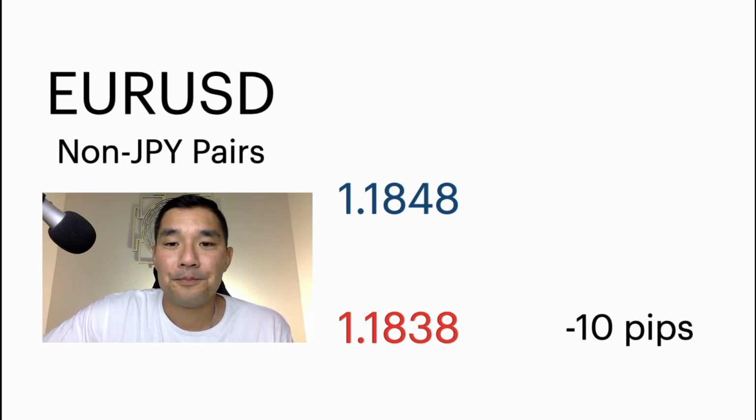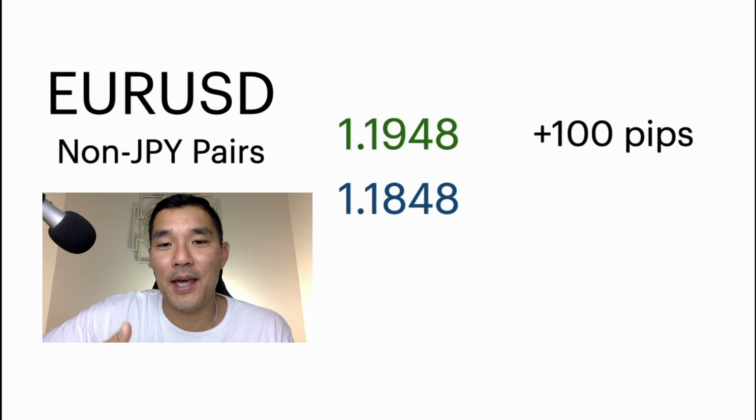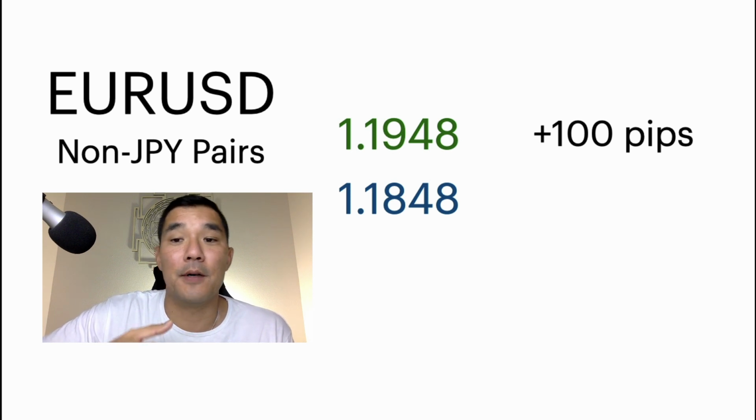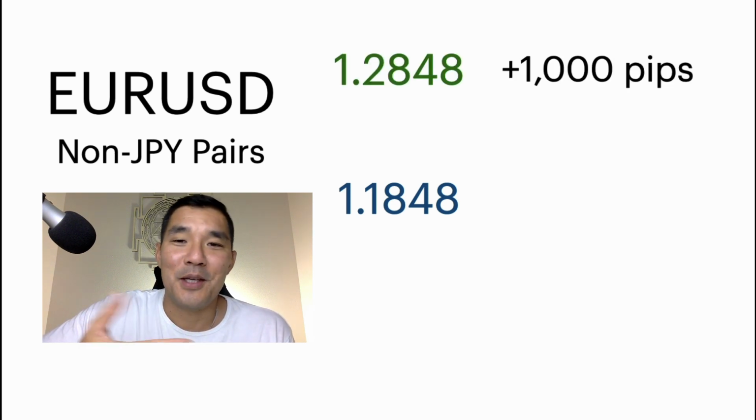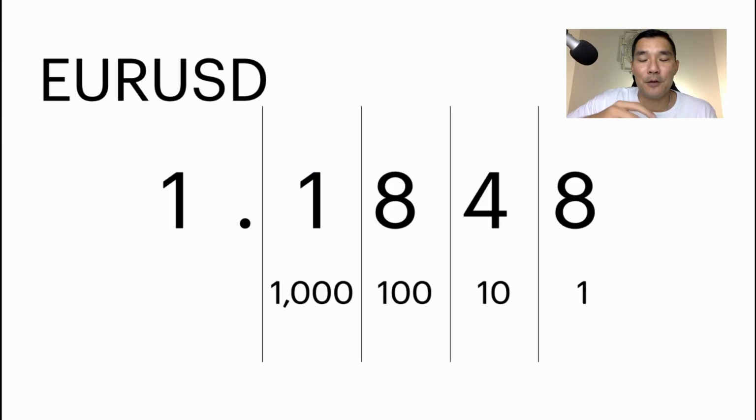Now let's go up. So if the price went from 1848 to 1948, that's a gain of 100 pips. And as you can imagine, if it went up to 2848, then that's 1,000 pips. So if you break down the price of these non-Japanese yen pairs, you can see that on the far right, you're going to get the ones place. So in that column, you're counting pips by 1. The next column to the left, you're counting pips by 10, 100, 1,000, 10,000, etc. So that's how the non-Japanese yen pairs work, and that's how you calculate your profit and loss in pips in those pairs.